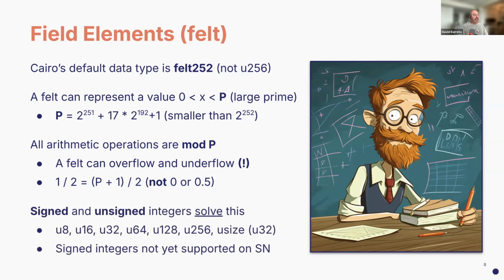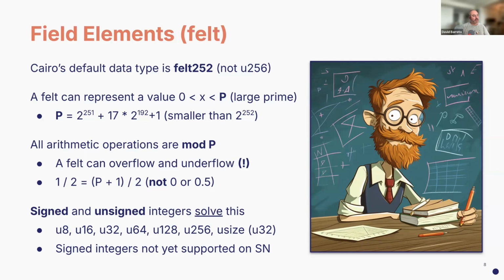Luckily, we have signed and unsigned integers to solve this issue, right? When you define a variable to be an unsigned integer of 8, 16, 32, 64, 128, 256 bits, or usize, which is a shortcut for u32, you don't have any of those issues anymore. No more underflow, no more overflow. If that ever happens, you're going to get a failure. The compiler is going to tell you, hey, you're overflowing.